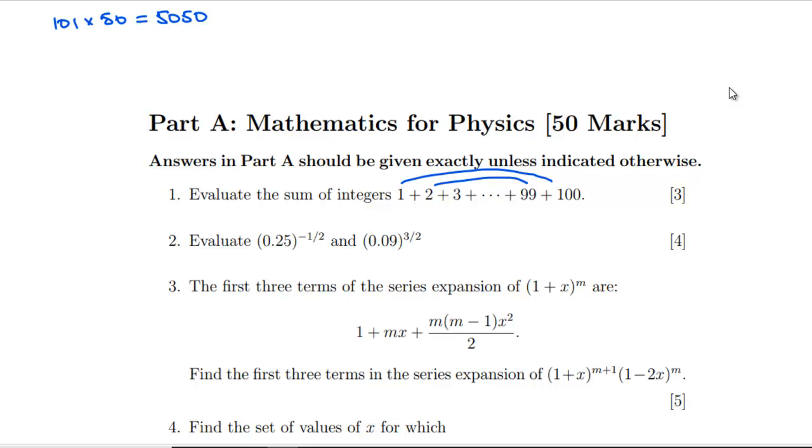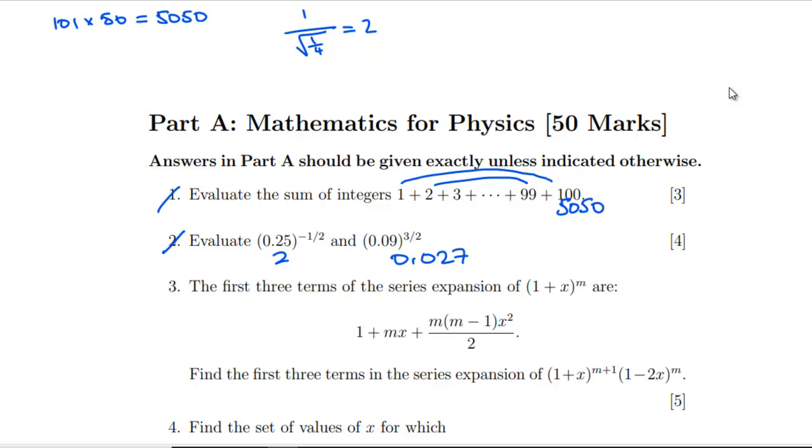Evaluate these two things. So we've got a quarter to the minus a half. So that is 1 over the square root of a quarter. So square root of a quarter is a half. 1 over a half is 2. We've got 2 there. And then 0.09 to the 3 over 2. So let's square root it first to get 0.3 and then cube it to get 0.027. So that's just a bit of basic mental maths there.